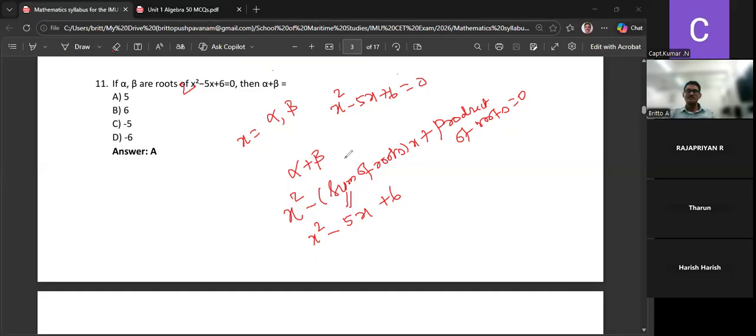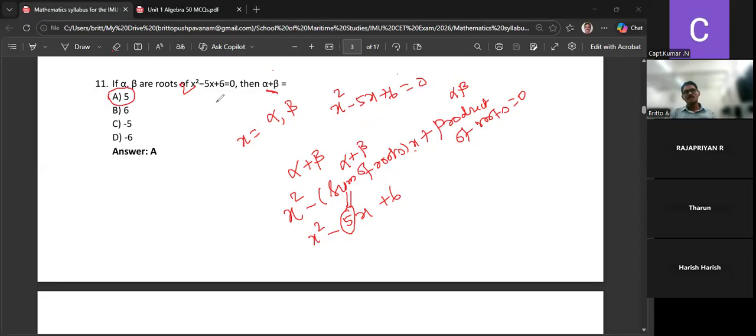So the sum of the roots means alpha plus beta, and the product of the roots is alpha beta. Here they are asking alpha plus beta. Just compare both equations. The coefficient of x is the sum of the roots. So here alpha plus beta equals 5. So the correct answer is A.